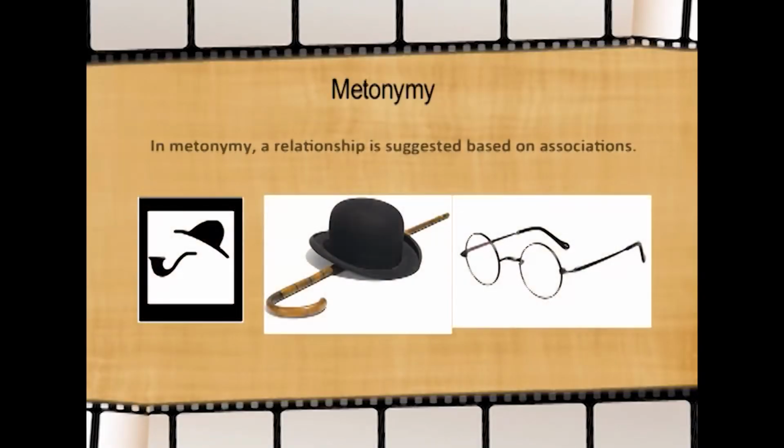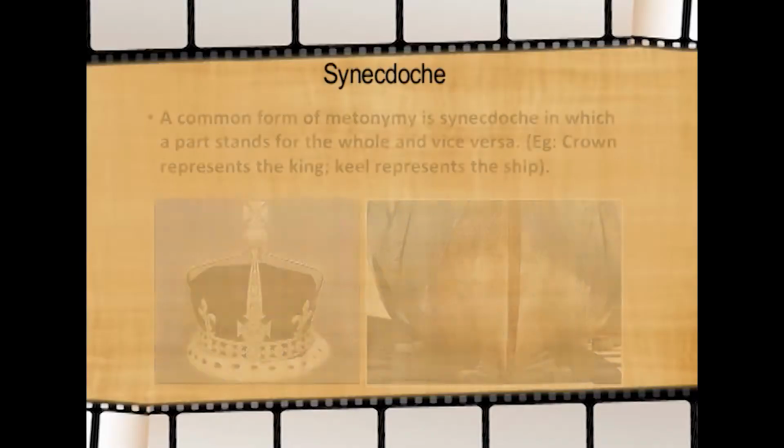Metonymy symbolizes something by association. For example, as you see here, Charlie Chaplin's stick and hat, you immediately know that it's Charlie Chaplin. Similarly, Gandhiji's spectacles, or Sherlock Holmes' hat and pipe. These are metonymies where meaning is made through association.